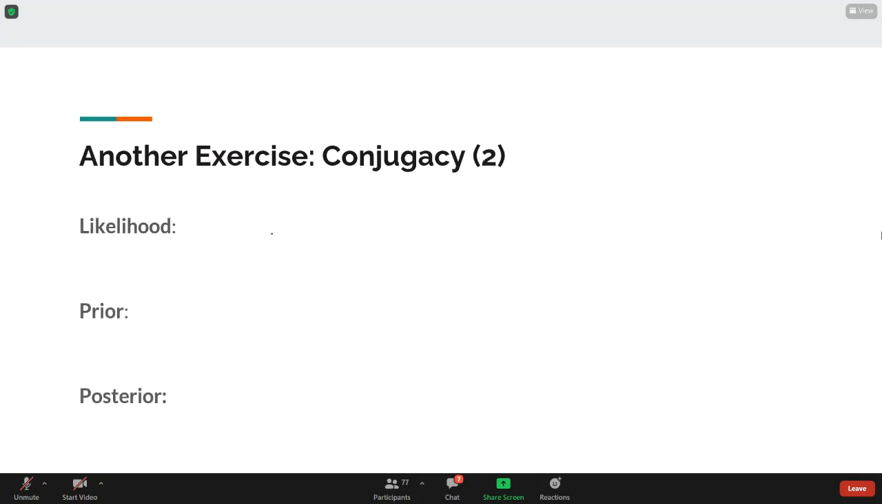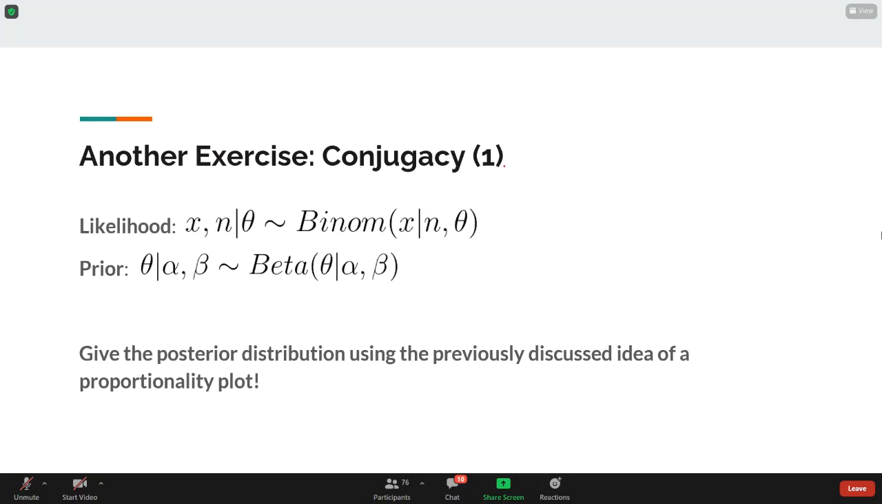So let's go. What is the likelihood? What's the prior? Yeah, give the people some time. But you don't have to enter it in the chat. Just do it for yourself. And after a minute, I will give away the answers. And then you have a few more minutes to calculate the posterior. The prior is the beta.